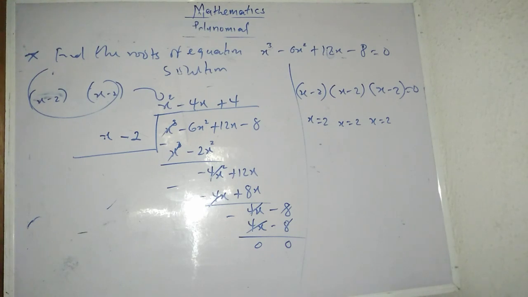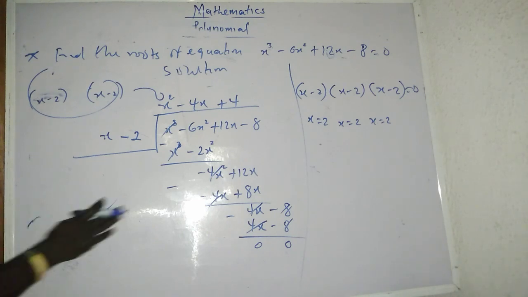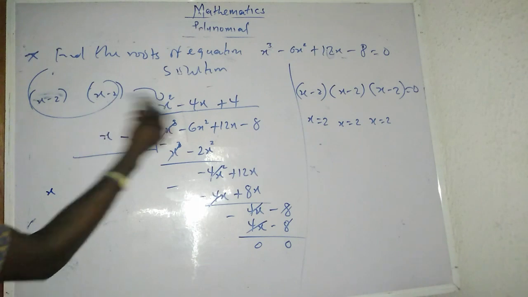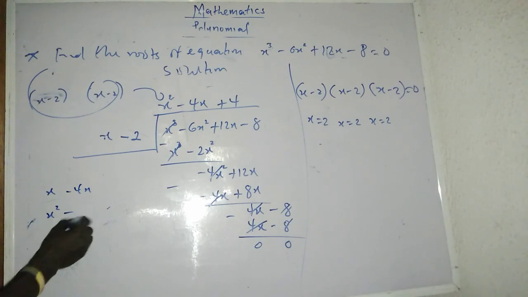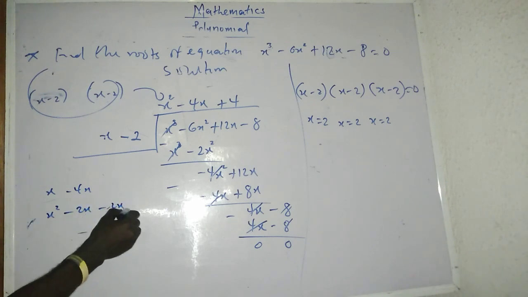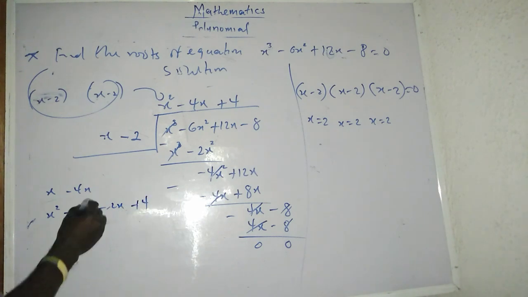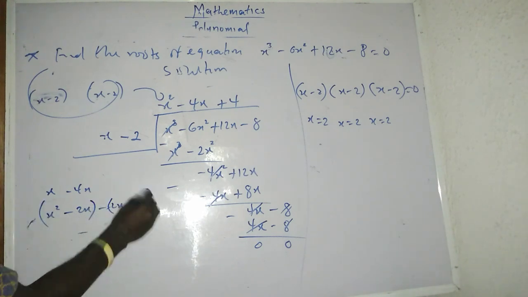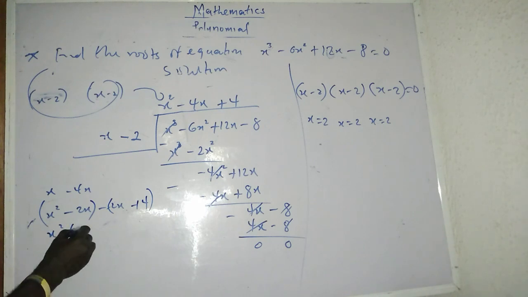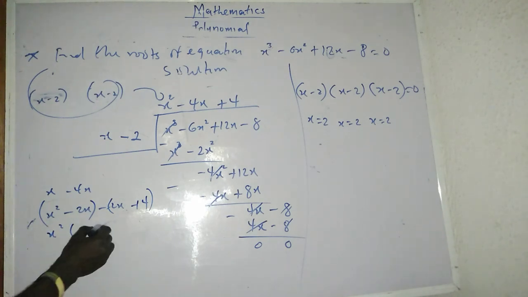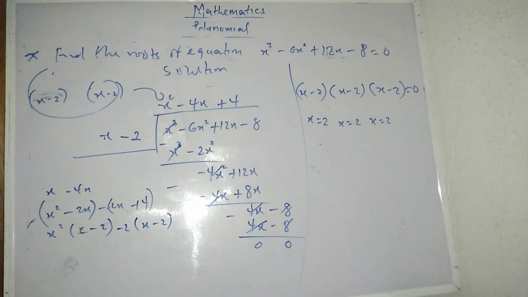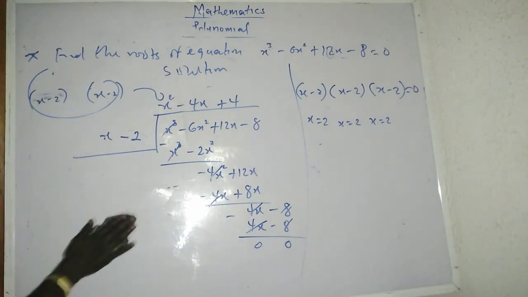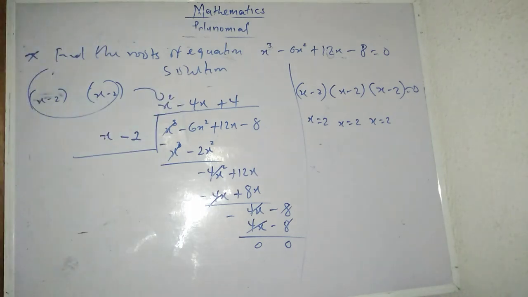Let me try to factorize this thing. If I have x squared minus 4x, if I have x squared minus 2x minus 2x plus 4, common, x bracket of x minus 2 and minus 2 bracket of x minus 2, which is very correct. Since it is that, those are my roots.